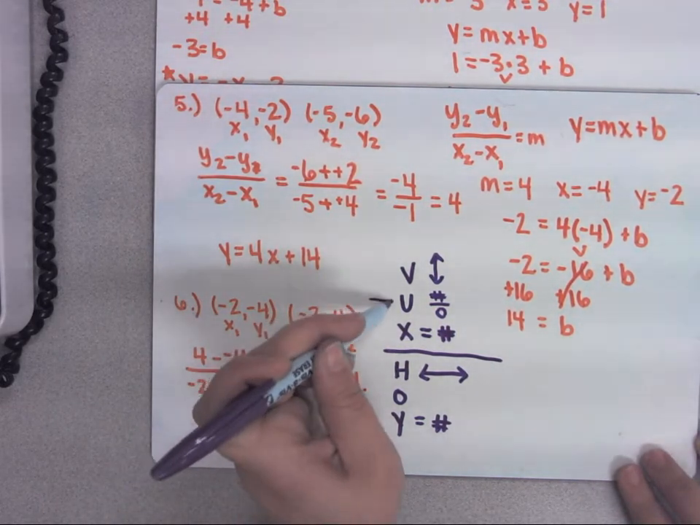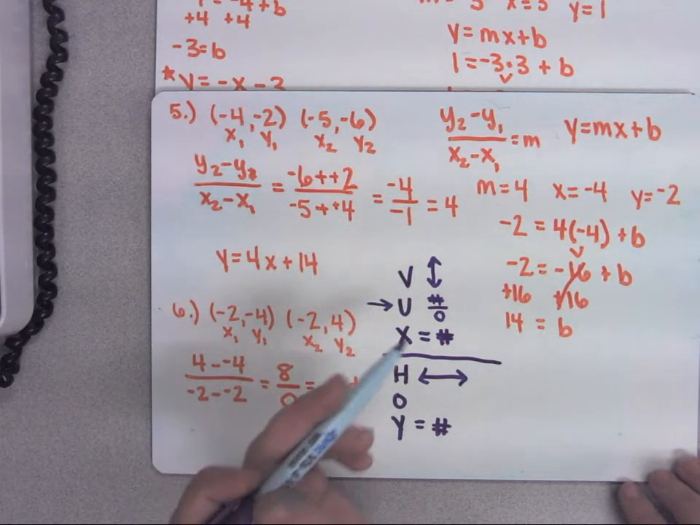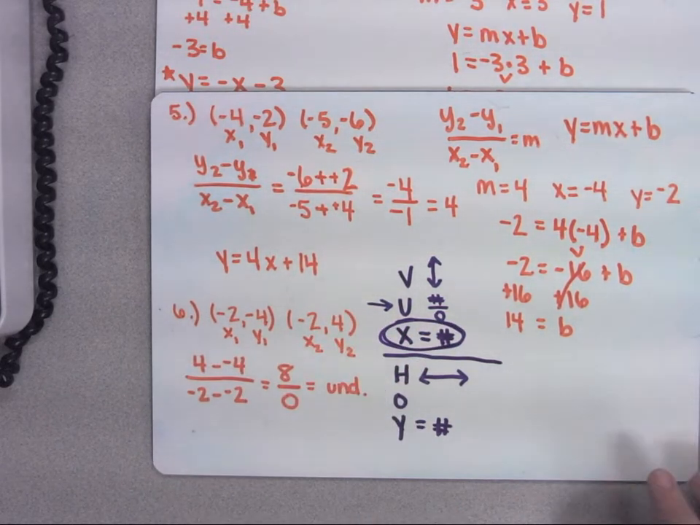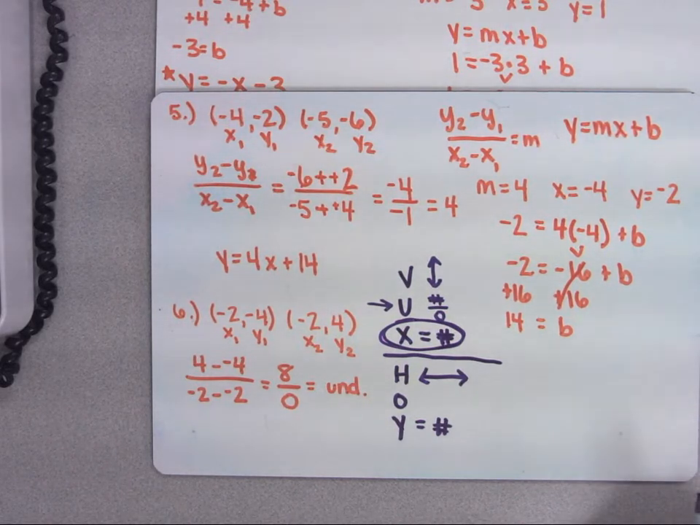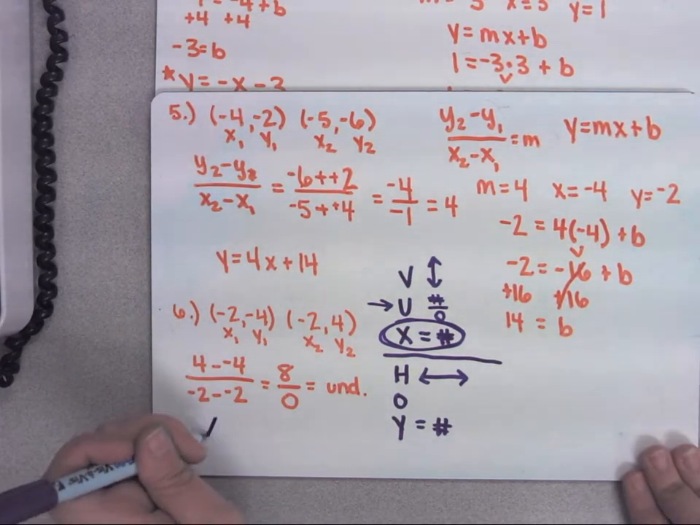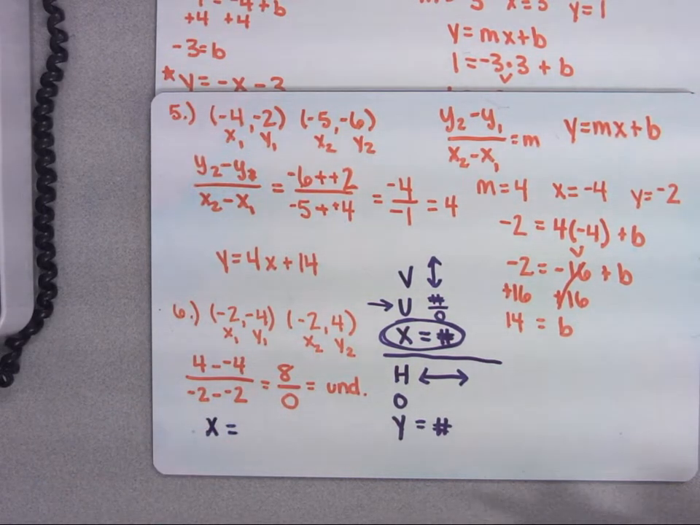So we just saw that our slope is undefined. We're trying to write an equation. VUX tells us what kind of equation we're going to have as an answer? It says x equals a number. That's our equation. So whatever we write here, it's going to be x equals some number. Well, we've got to figure out what that number is. It doesn't take any math brain power at all.